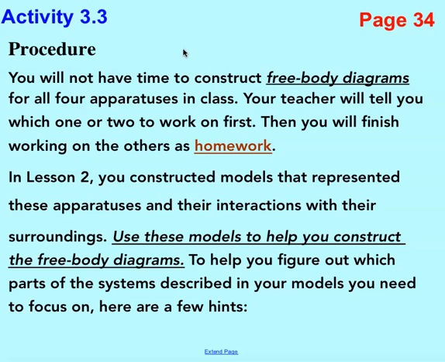Now again, in lesson 2, you constructed models that represented these apparatuses and their interactions with their surroundings. Use these models to help you construct a free body diagram, to help you figure out which parts of the systems described in your models you need to focus on. Here are a few hints. So again, pull out that sheet of paper. If you're not sure what sheet of paper it is, come ask. But it's the one where we drew in all the models for the magnetic cannon, the flying balloon, the air-powered car, and the floating magnet.